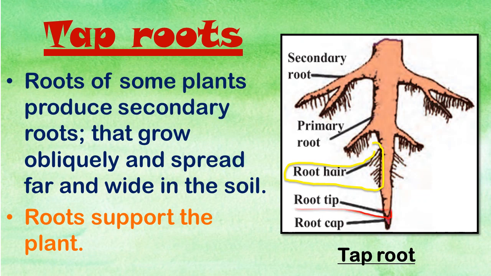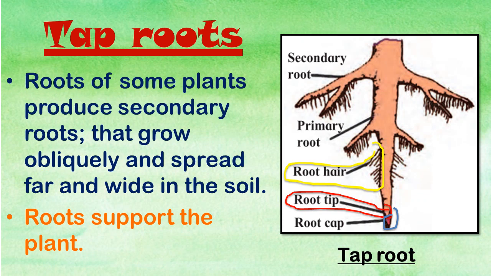And the root tip is very delicate. So this is delicate at the end of the root, and this is the region of growth of the root. That means from this root tip the root is growing, and the tip is covered by a cap-like structure called the root cap. The root cap is clearly visible in the picture, and the root cap protects the root tip from injuries.